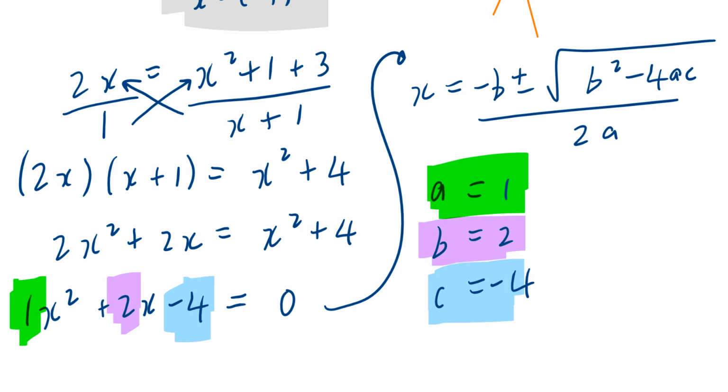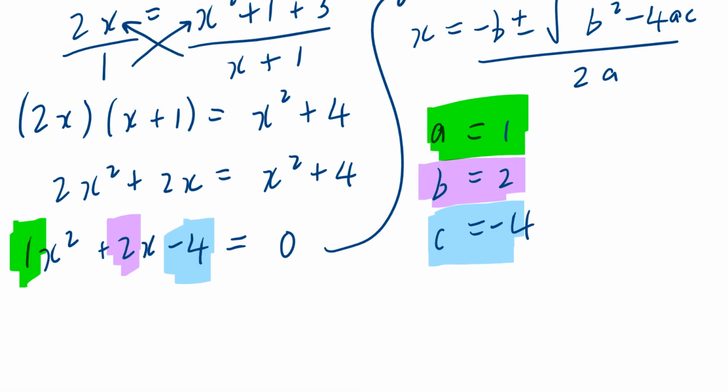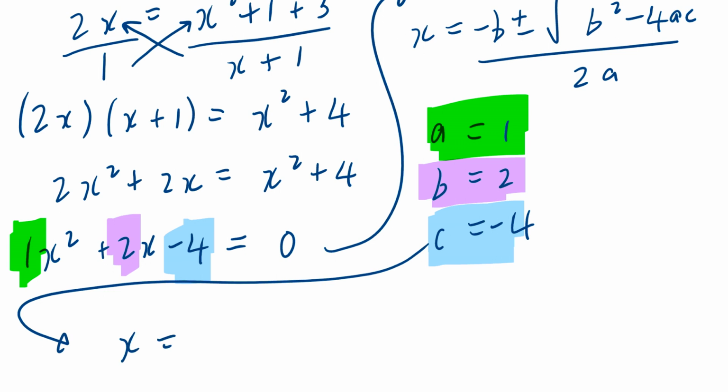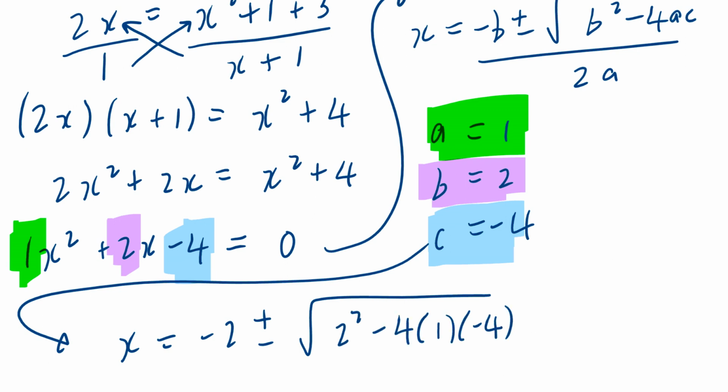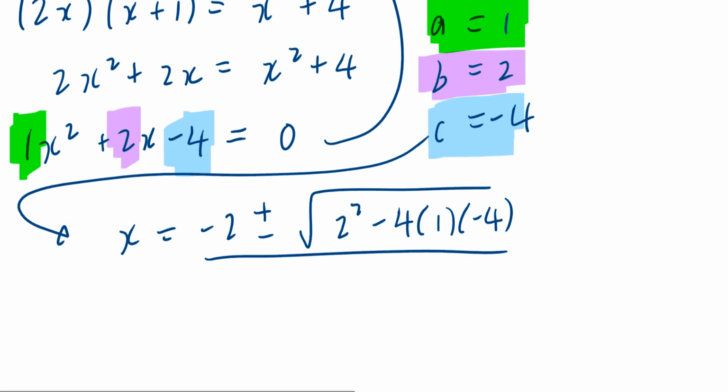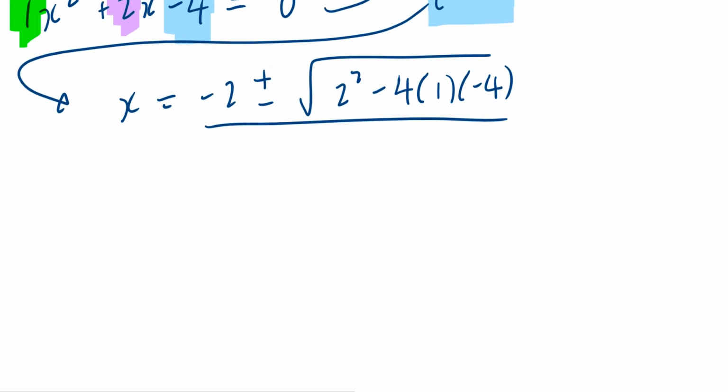Okay. So now I go back to the formula, and I can write down the following. Let's maximize the space. So x equals negative b, which is negative 2, plus or minus the square root of b squared, which is 2 squared, minus 4 times a times c, divided by 2a, which is basically 2 times 1. Now, at this point, you have to remember, your goal is to find the equation.